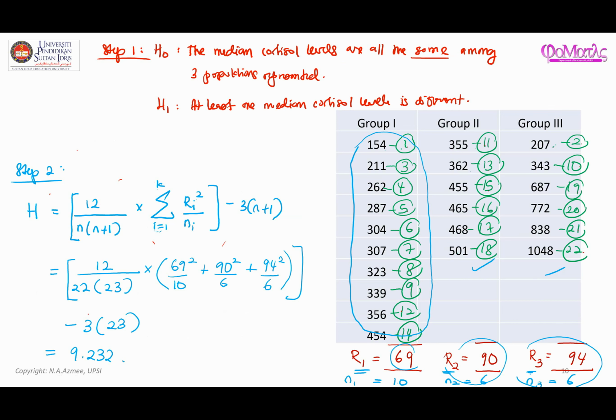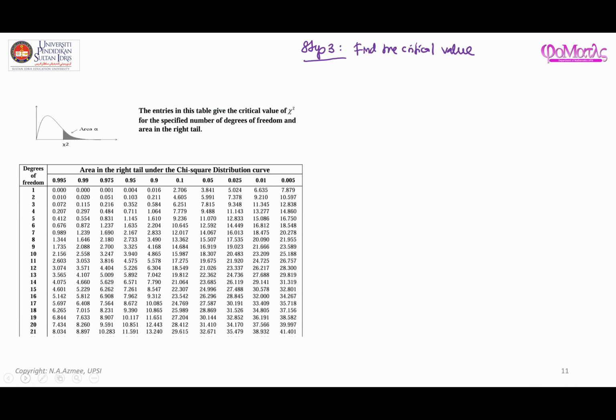The third step is to find the critical value. For this purpose you need to refer to the chi-square distribution table, obviously, because your sample size is quite big. It is more than 5 for each group. So you can refer to this chi-square distribution table. And well, we know that alpha is equal to 5%, and degrees of freedom is k minus 1. K is the number of groups, which is 3, minus 1, which is equal to 2.